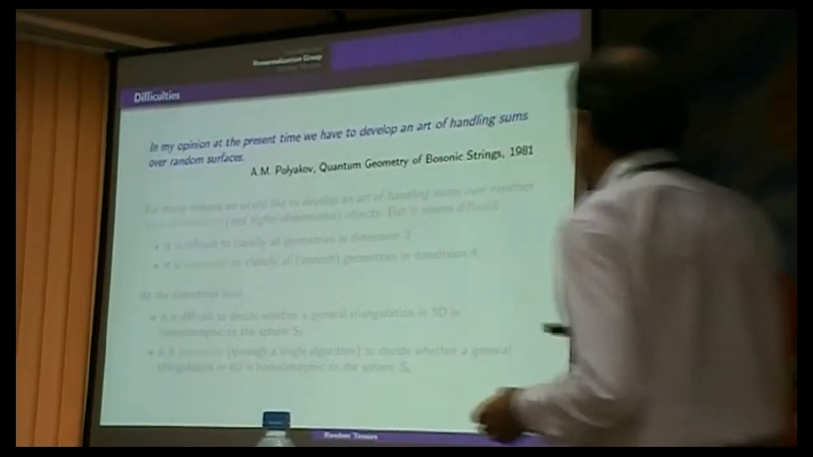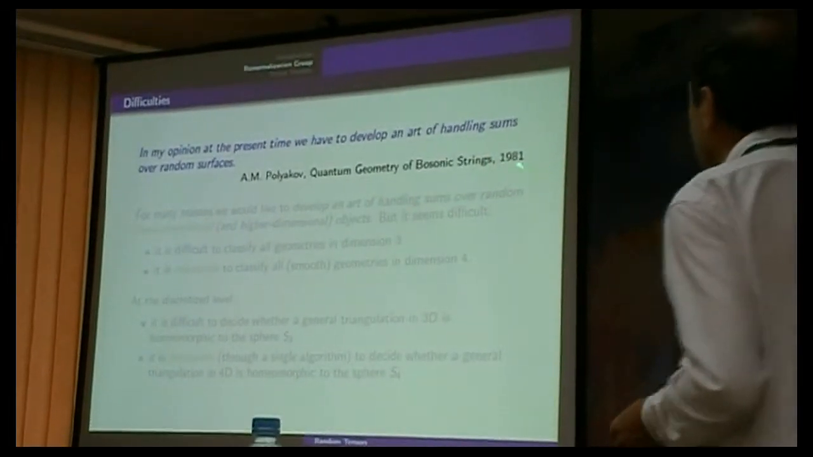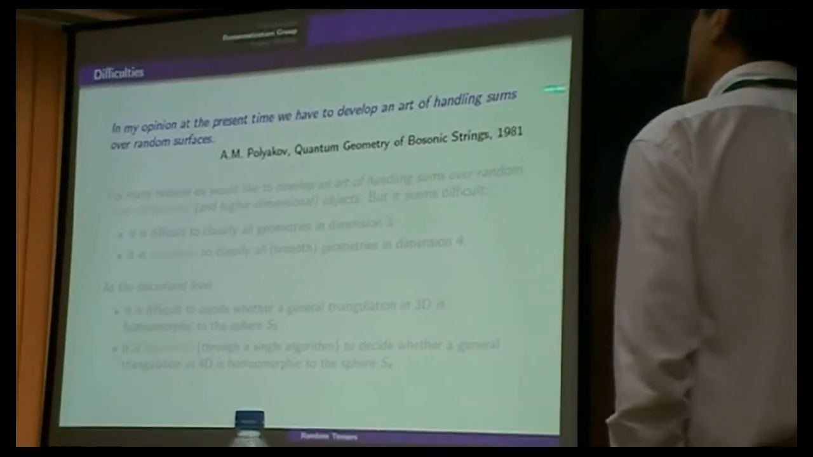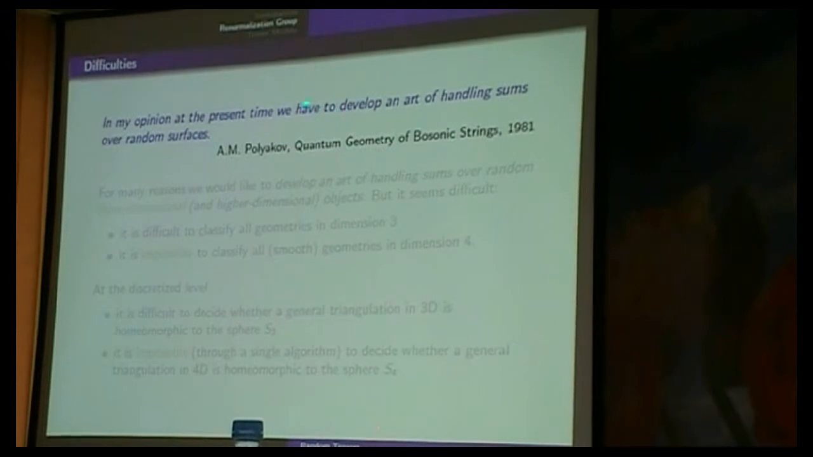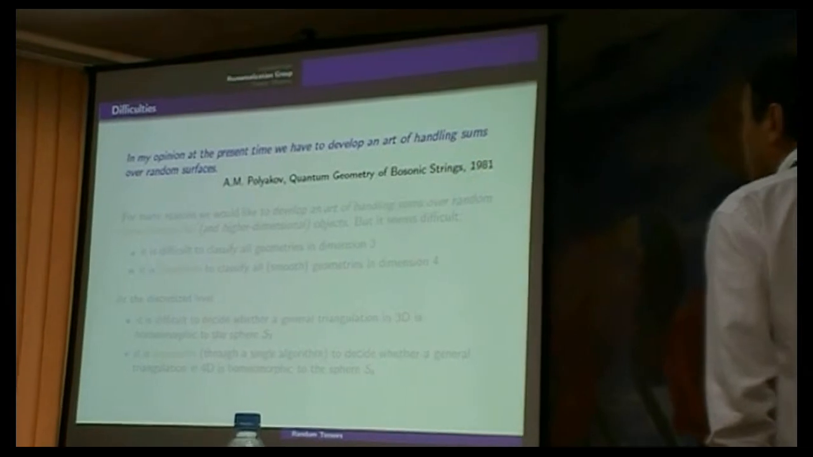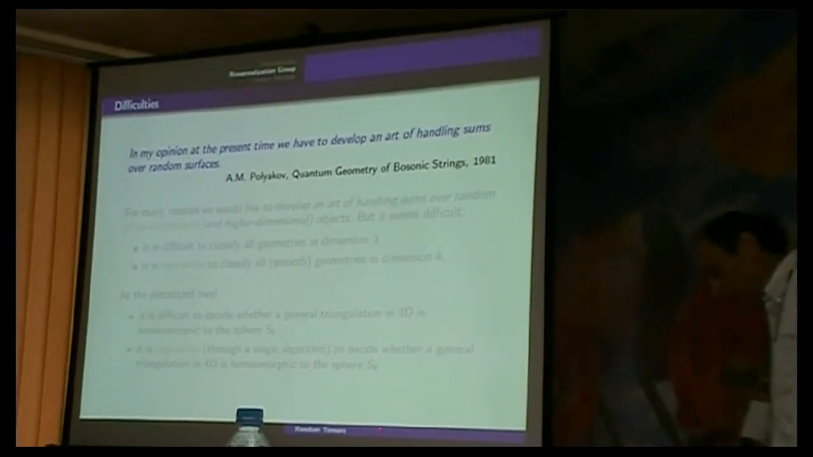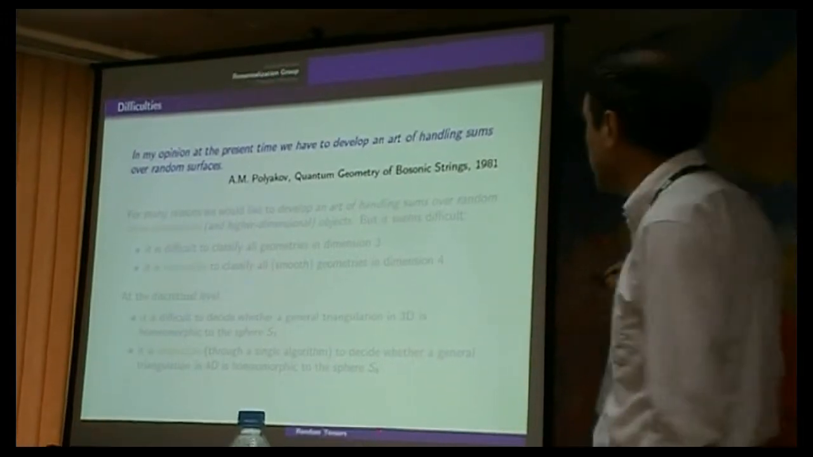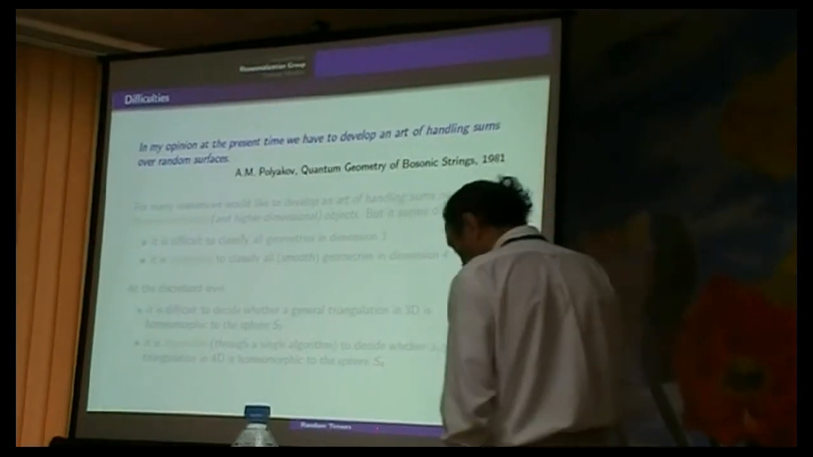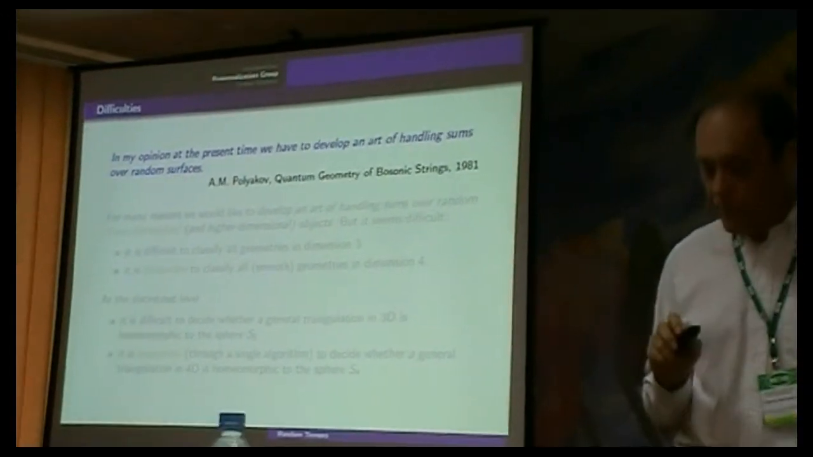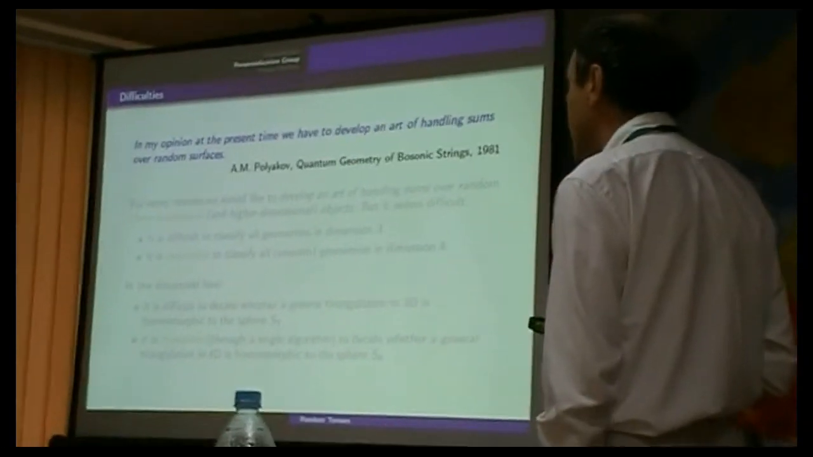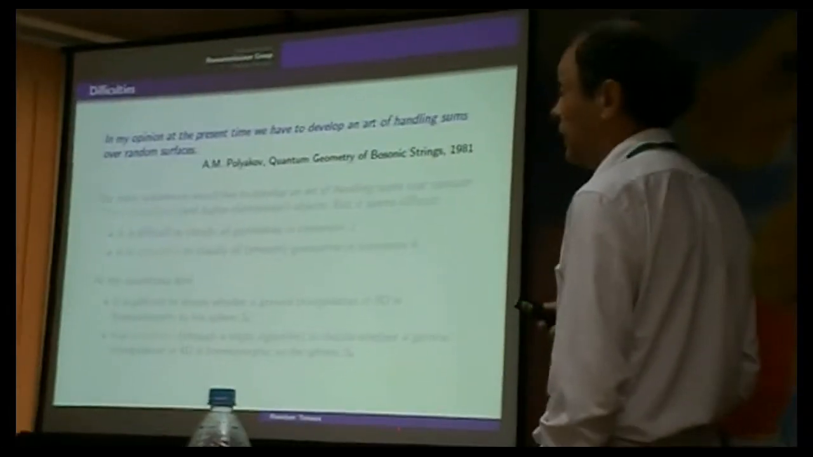When I was starting, I just started my career this year, there was a famous paper of Polyakov who had this beautiful sentence: "In my opinion, at the present time, we have to develop an art of handling sums over random surfaces." And in fact, in the next 30 or so years, people have made enormous progress along this idea of Polyakov and along string theory of how to handle sums over random surfaces. But still, we don't have the same art for handling sums over higher dimensional spaces. And the reason is it looks much more difficult.